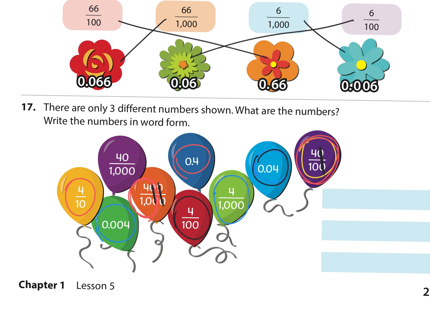What about this one, though, on the purple balloon? What is this one equal to? 4 hundredths. Okay, so now we know my three different numbers. My three different numbers that I'm going to write are 4 tenths, because I'm writing it in word form.